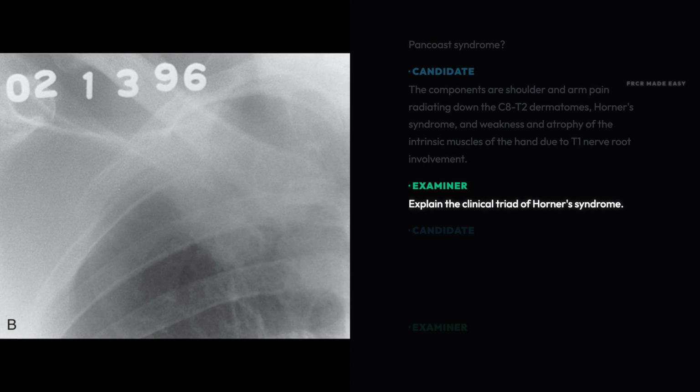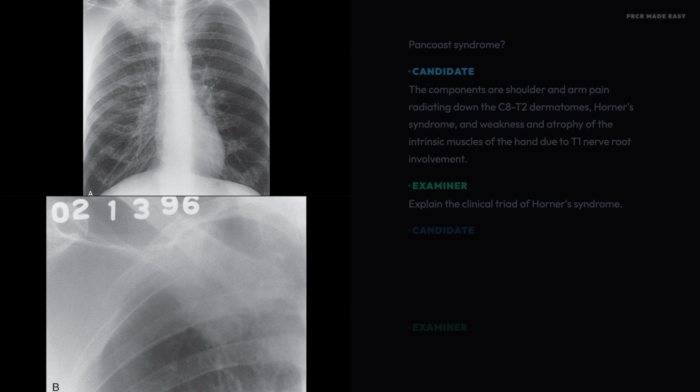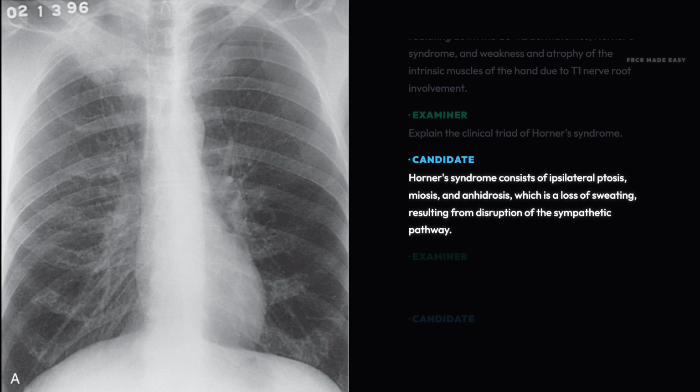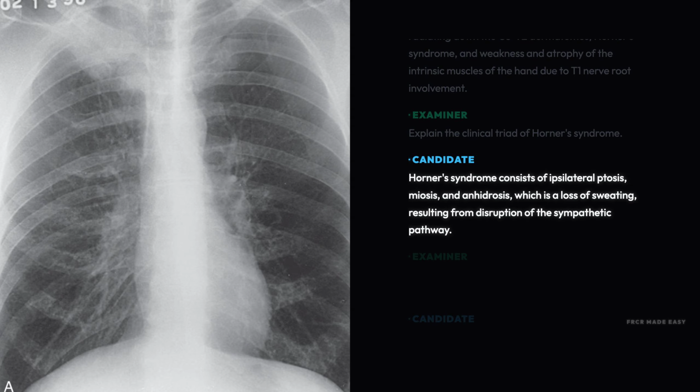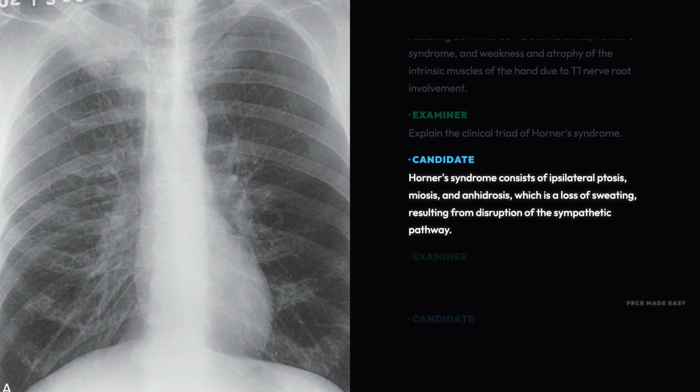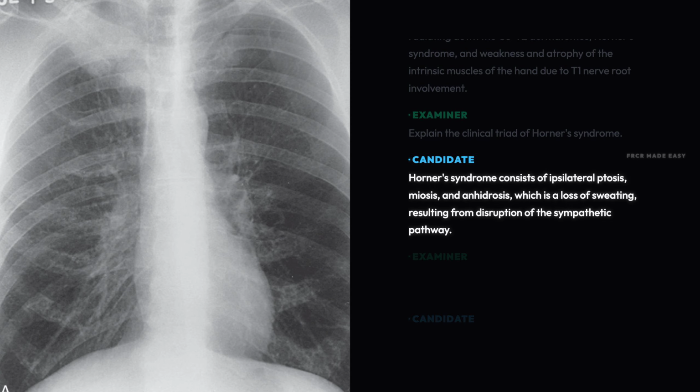Explain the clinical triad of Horner's syndrome. Horner's syndrome consists of ipsilateral ptosis, meiosis, and anhidrosis, which is a loss of sweating, resulting from disruption of the sympathetic pathway.